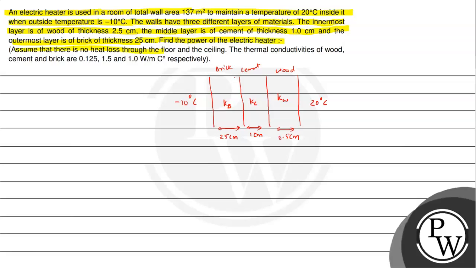Assume that there is no heat loss through the floor and the ceiling. The thermal conductivities of wood, cement and brick are 0.125, 1.5 and 1 watt per meter degree Celsius respectively. So we have drawn a layout of the situation that has been given to us. सबसे अंदर जो है वो wood है, और temperature of room is 20 degrees Celsius, outer temperature is minus 10 degrees Celsius, और सबकी thickness भी हमने यहाँ पे accordingly लिख दी है.